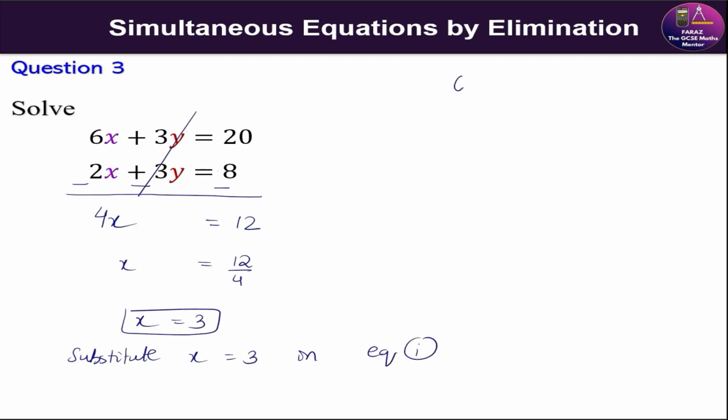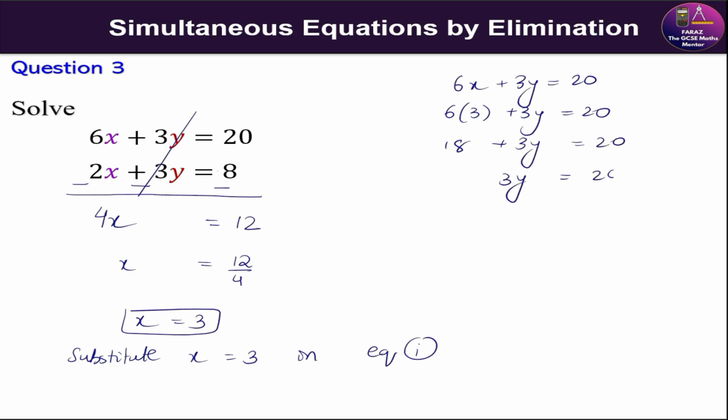So that would give you 6x plus 3y equals 20. That is equation number 1. And if you substitute x there as 3, 6 3s are 18 plus 3y equals 20. And therefore we have 3y, subtracting 18 on both sides, 3y equals 20 minus 18. 3y equals 2, and therefore we have y equals 2 over 3.